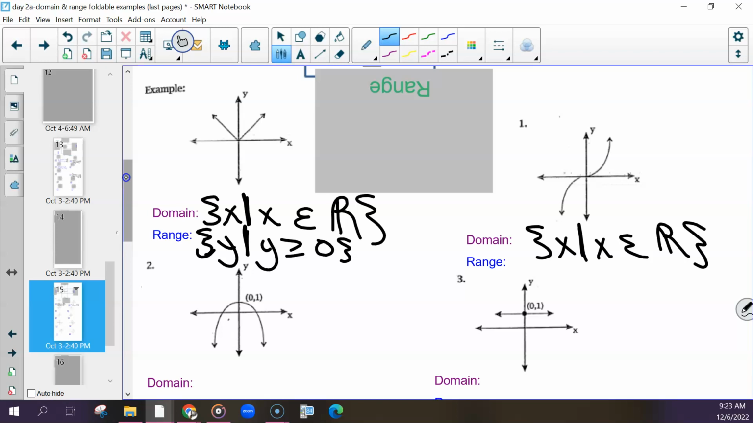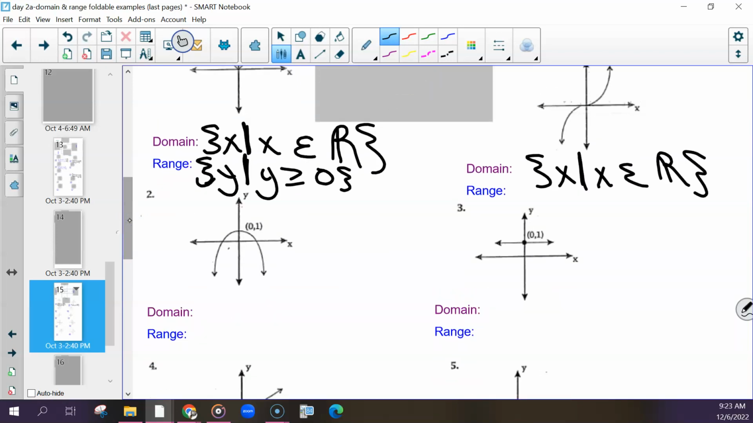It is the same, except for y. So it is also all real numbers, which happens sometimes. So I can say this went left and right forever and ever in both directions. This went down and up forever and ever in both directions. And because of that, both the domain and the range were all real numbers.